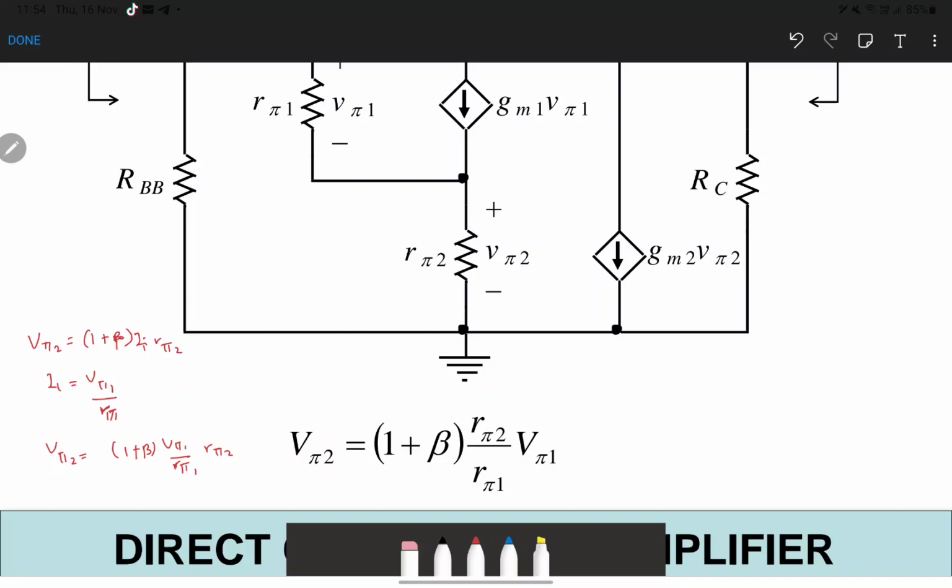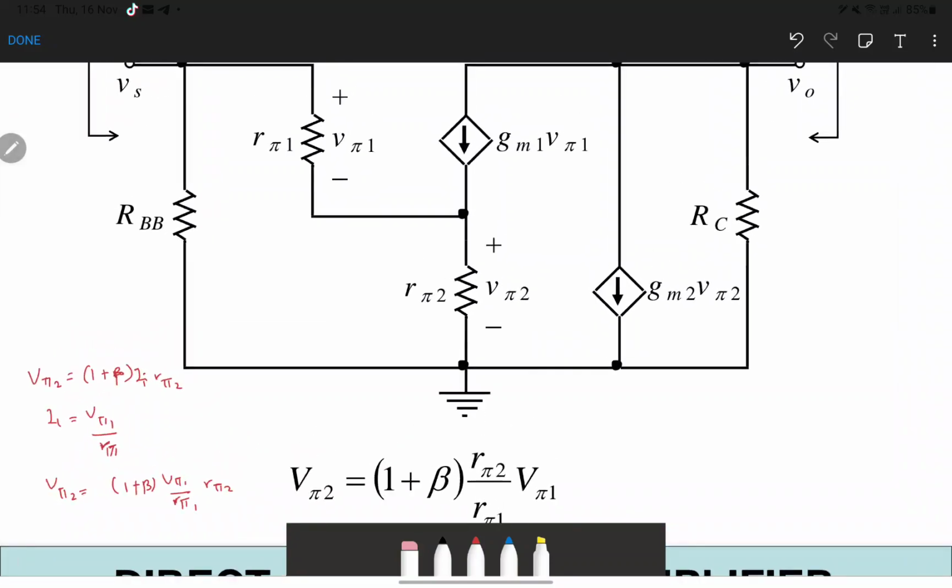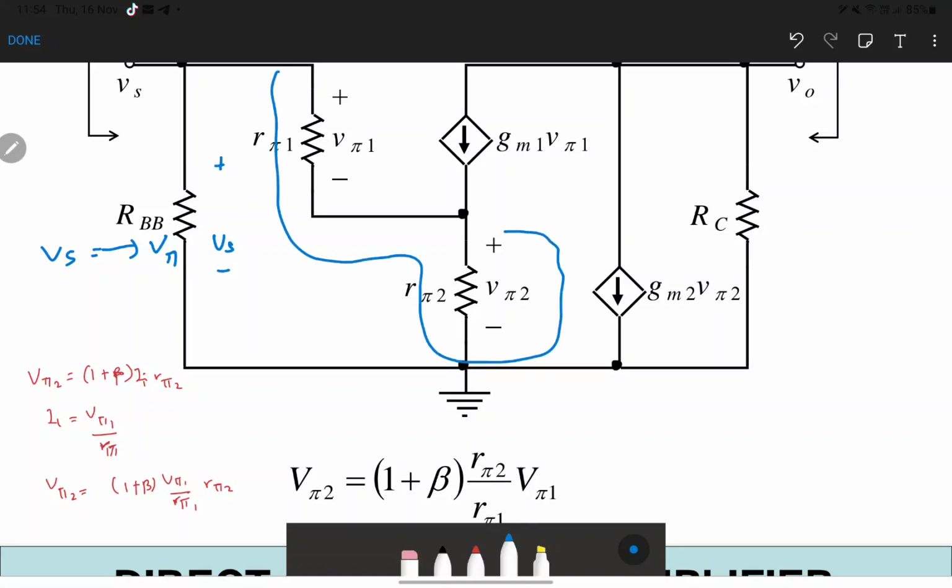Now we want to find the relation. We want to find the voltage Vs, but we need to find the relation between Vs and V pi. So what is the relation between Vs and V pi? Vs is located here, so it is parallel across these two voltages. So we can say that Vs is equal to V pi 1 plus V pi 2.